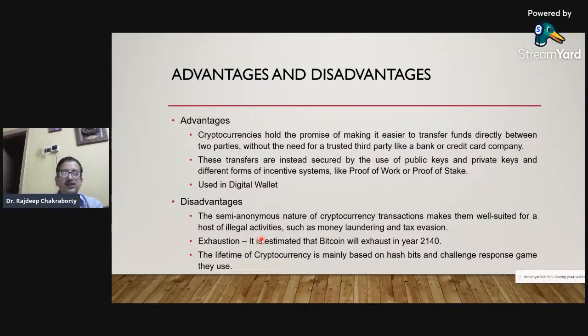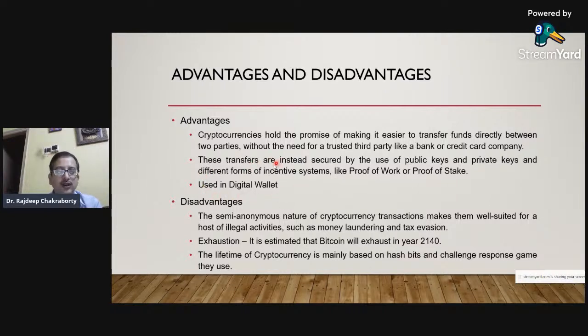Now, advantages: cryptocurrencies hold the promise of making it easier to transfer funds directly between two parties without the need of a trusted third party like a bank or credit card company. This is the main advantage because it is distributed. You can buy or sell your cryptocurrency without relying on a bank. In the current physical financial system, if my money is exhausted, I have to go to the bank and take money from the bank. That is, there is a central agency I need to rely on. These transfers are instead secured by the use of public keys and signatures, and by proof of work or proof of stake. So that is the consensus mechanism in cryptocurrency.